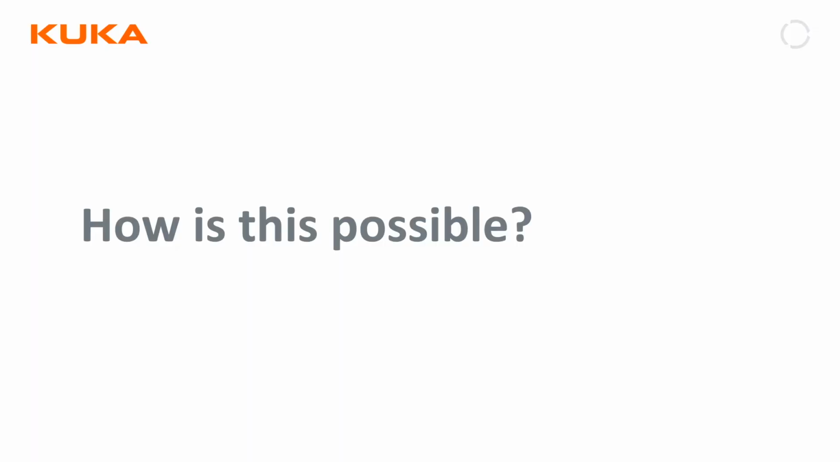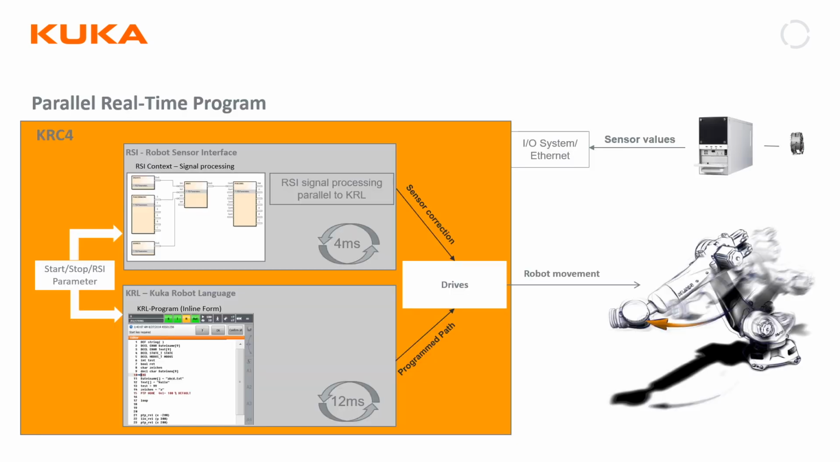So how is it possible to do all this? RSI programs are activated as a parallel real-time task that runs alongside the main KRL program. Normal motion planning happens in KRL. RSI adjustments are added to the normal motion plan every 4 milliseconds.